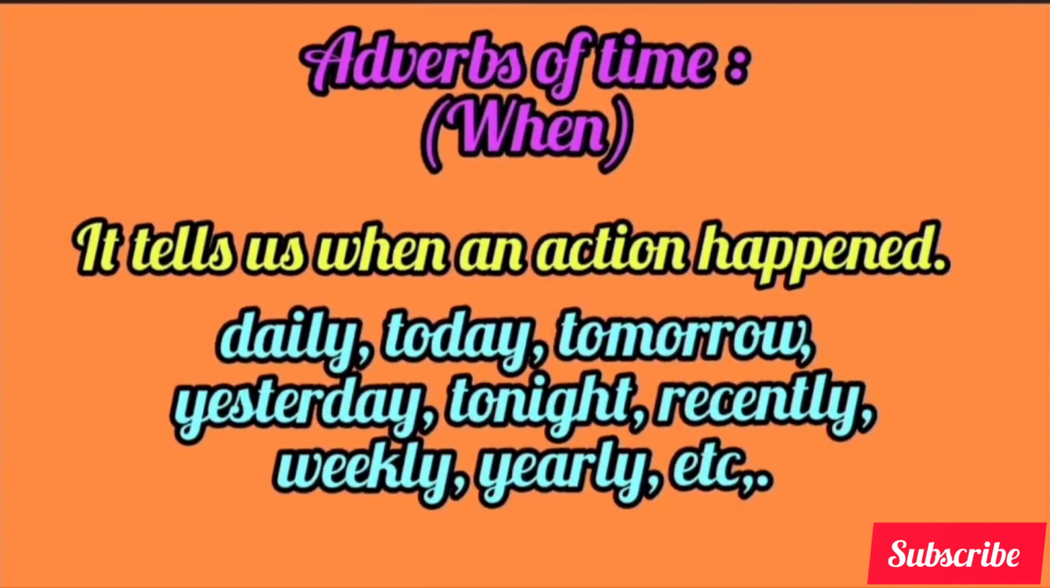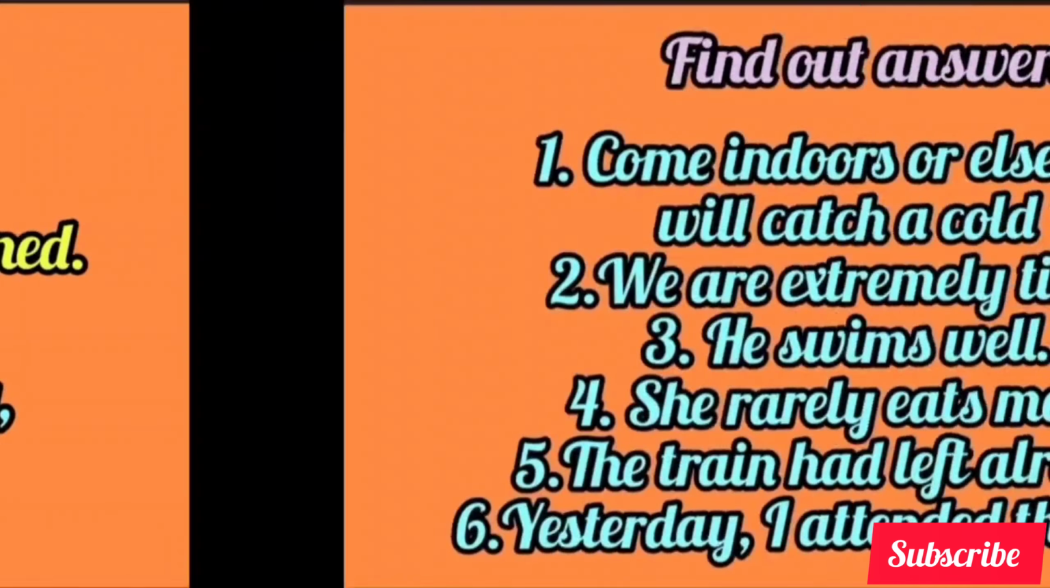The next category is adverbs of time. It answers the question when. It tells us when an action happened. So words like daily, today, tomorrow, yesterday, tonight, recently, weekly, yearly, etc. These all belong to the category of adverbs of time, right?